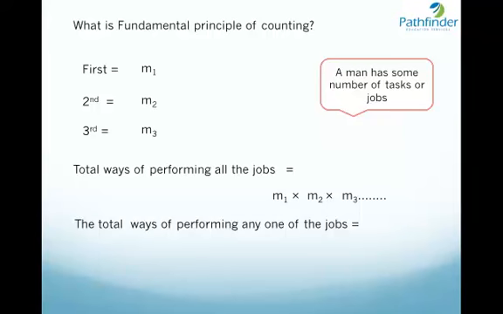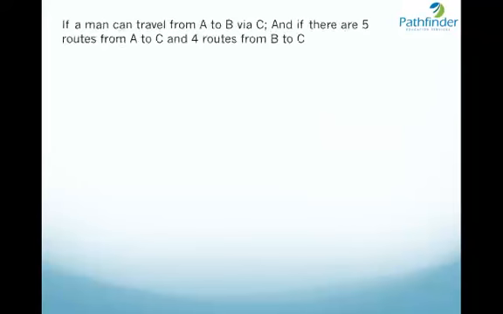Similarly, if he has to perform only one of the jobs, then the total number of ways will be given by the sum of all these three, M1 plus M2 plus M3. Let us solve some questions to understand this better.